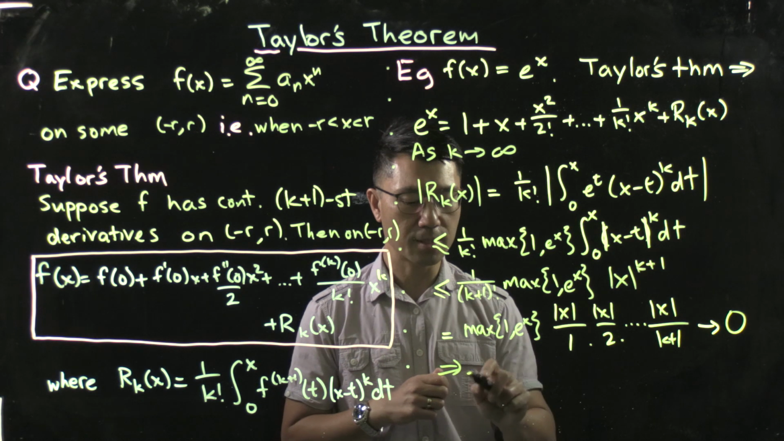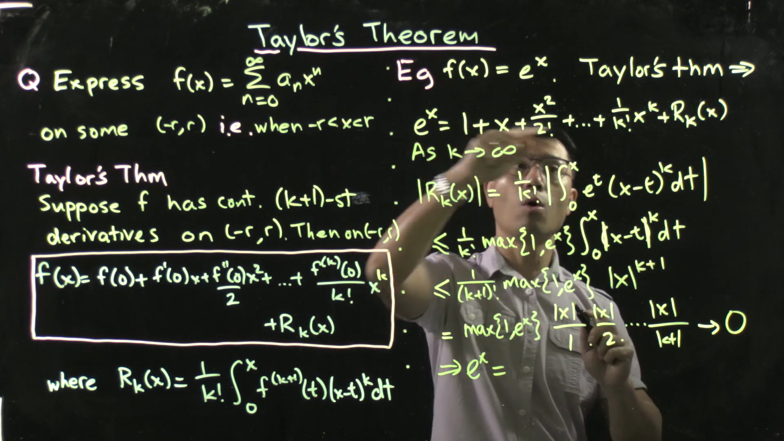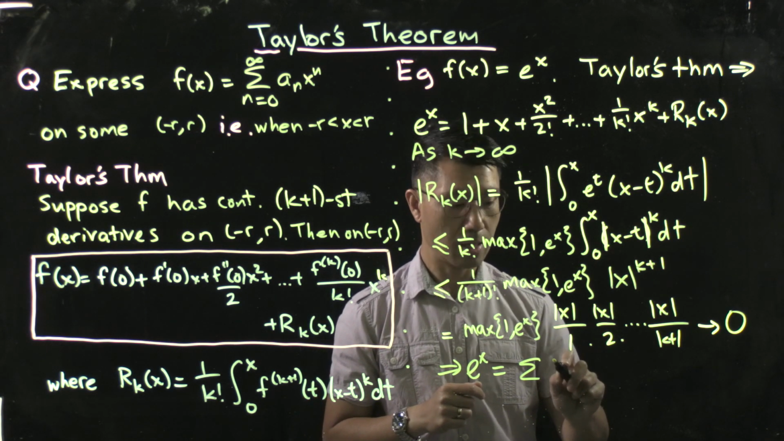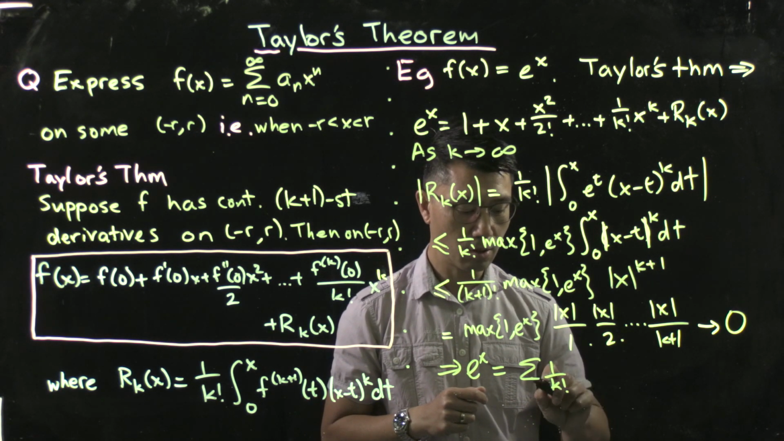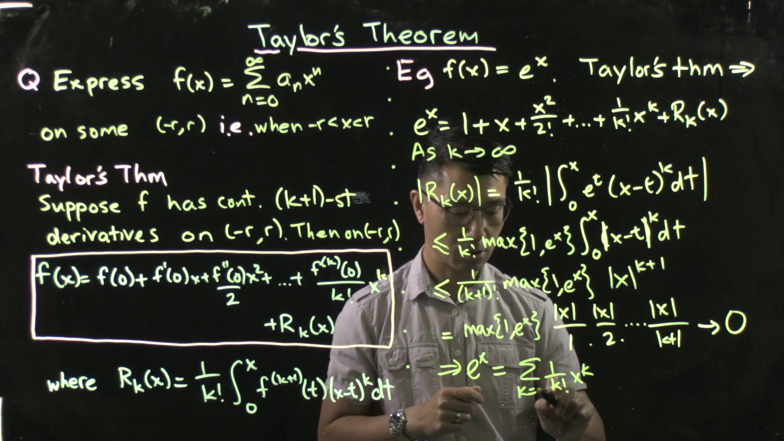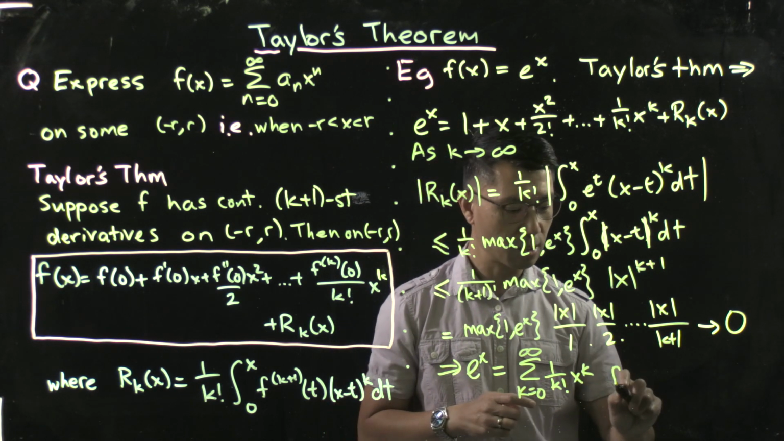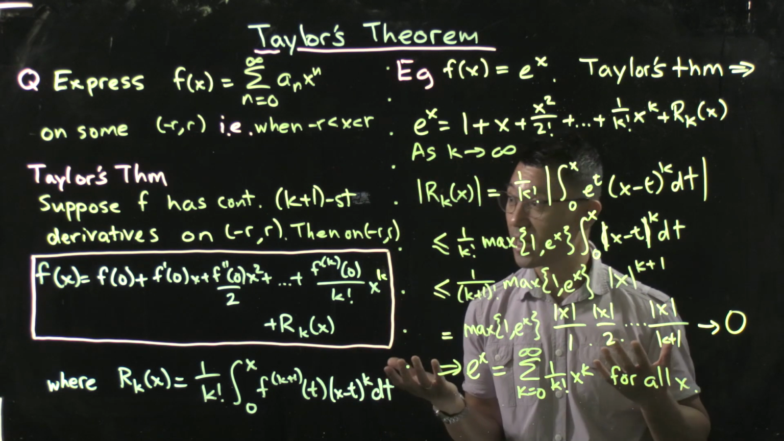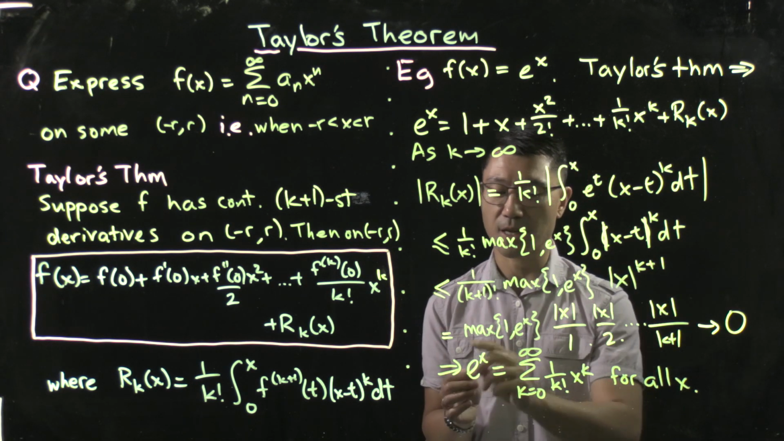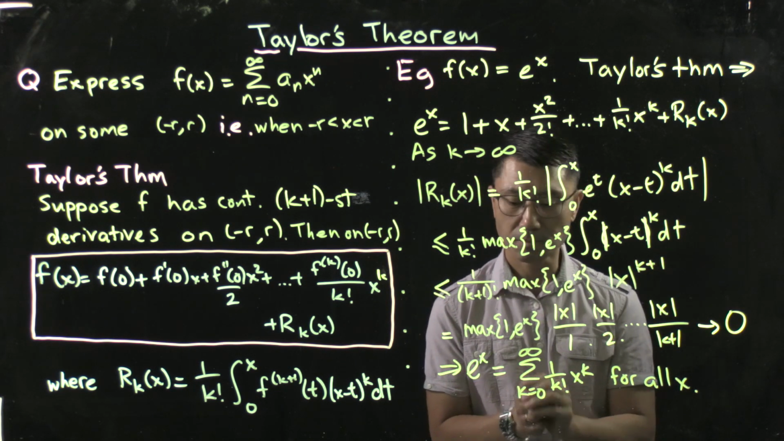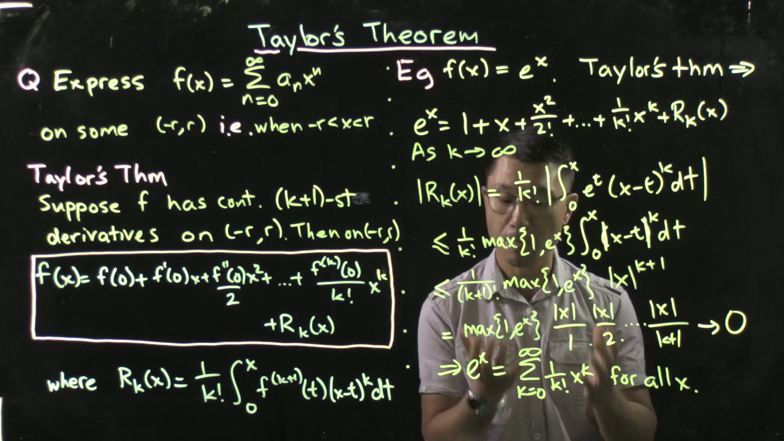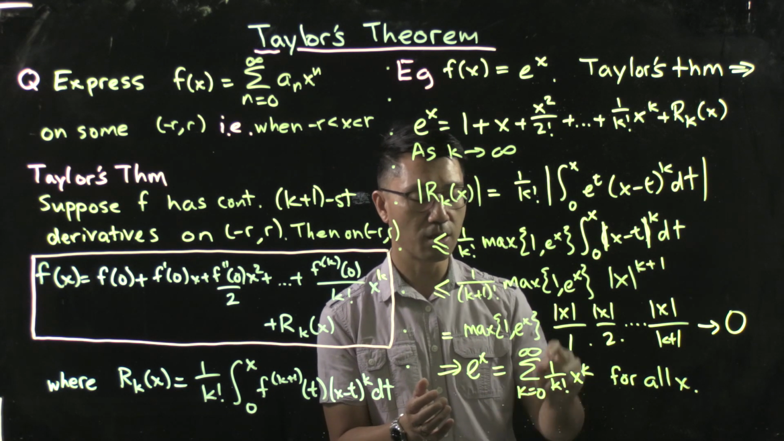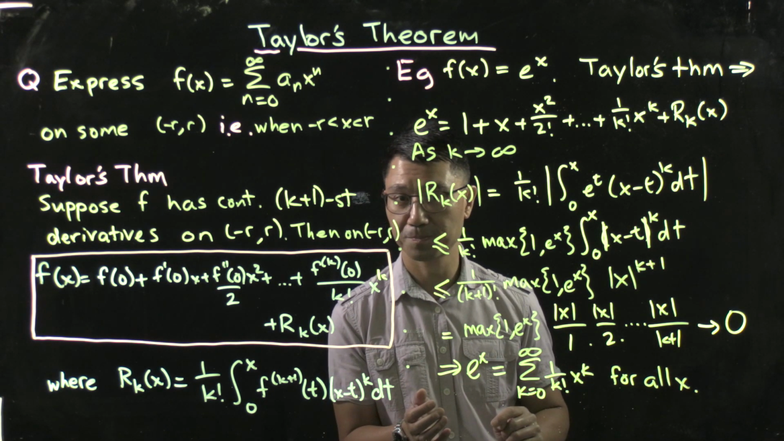And so that implies that e to the x is equal to, well, we can have a look at this entire power series here, which is given by the sum of 1 on k factorial times x to the k, as k goes from 0 to infinity. And this is for all x. And that's how you use Taylor's theorem. And what we've shown in this example here is that the exponential function for x can be expressed as a convergent power series, and it's this convergent power series here. It's a sum from k equals 0 to infinity of x to the k on k factorial.